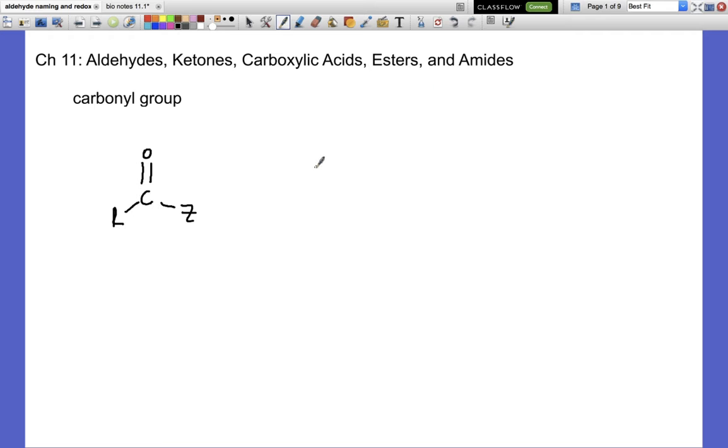Right? And you've already learned to recognize the difference between, say, an aldehyde like this and a ketone like that. So remember, an aldehyde was when that double bond was on the end of a chain. A ketone was when it was in the middle of the chain. But essentially, for an aldehyde, Z is a hydrogen, right? I have a hydrogen attached here. I just don't normally draw that, right?